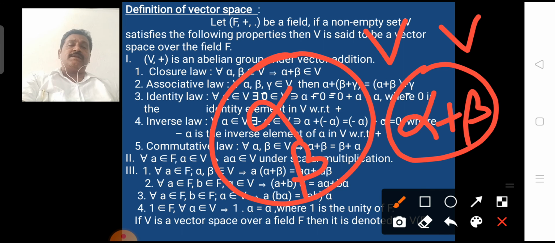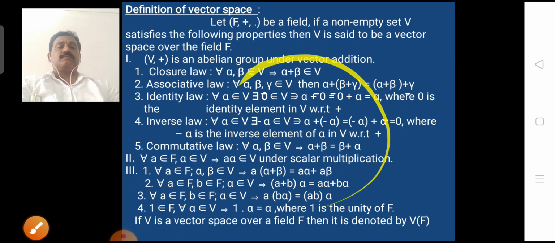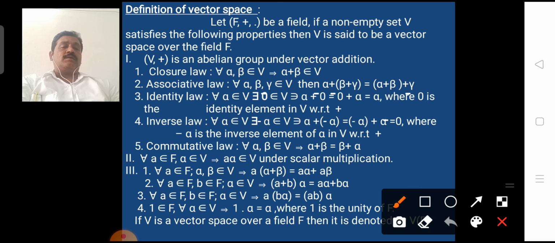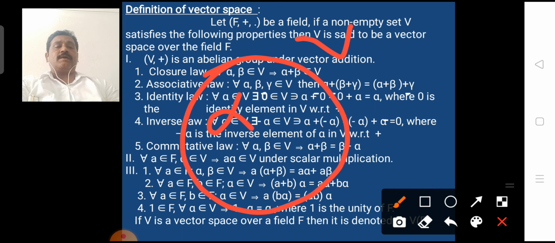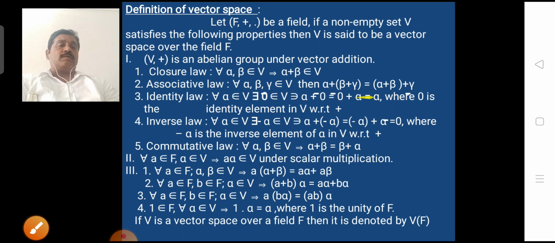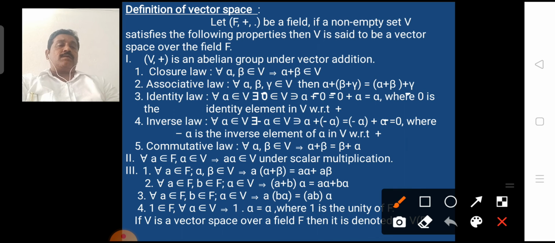And second law, associative law. If we take three elements, alpha, beta, gamma in V, (alpha plus beta) plus gamma equal to alpha plus (beta plus gamma), then V is said to be associative with respect to vector addition.